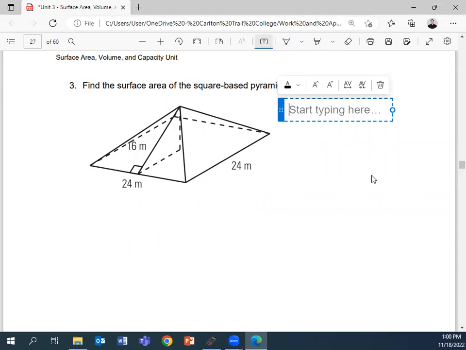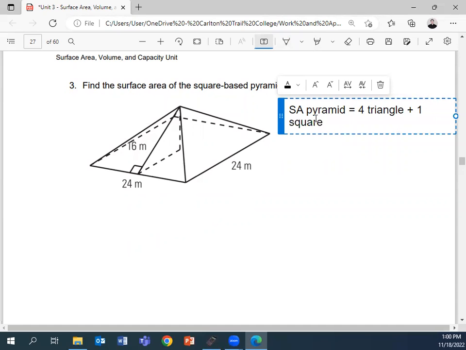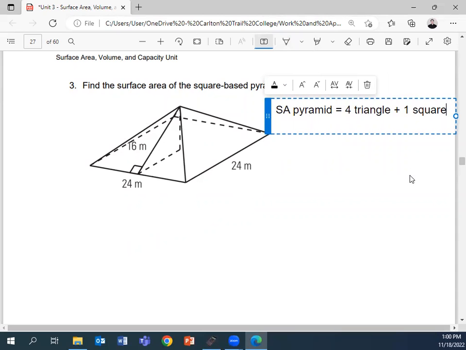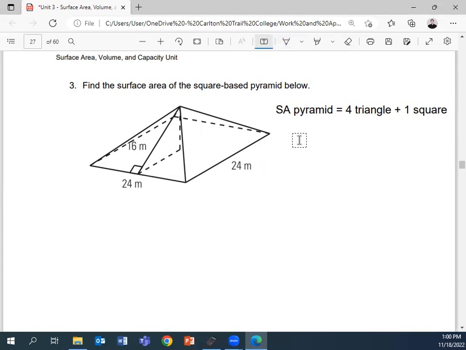So we want to make a nice simple equation here. SA of pyramid, surface area of pyramid, is equal to 4 triangles plus 1 square. That makes sense why there's 4, right? A pyramid just has triangular sides. Okay, so that's my surface area here, right?